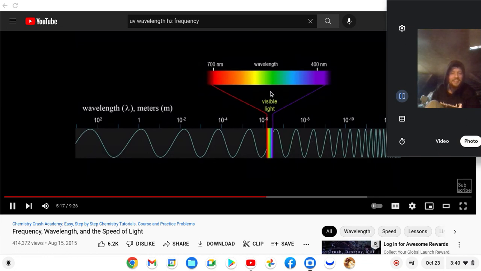And that we have evolved to detect with our own nervous system. And so this is the visible spectrum.